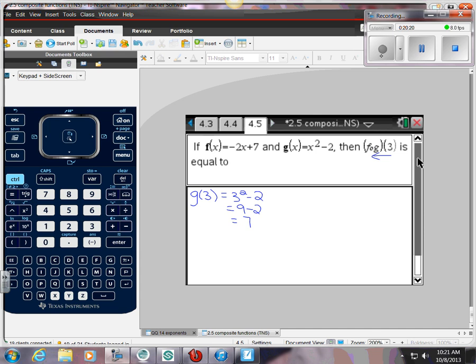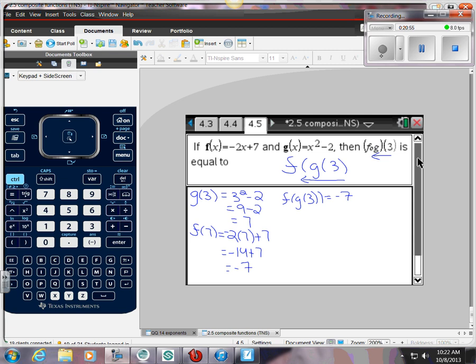What do I do with that 7? Plug it in for f. So f of 7. Negative 2 times 7 plus 7. Negative 14 plus 7 gives me negative 7. F of g of 3 equals negative 7. Again, you're moving right to left, okay? F of g of 3, right to left. What do you have to do first? G of 3. Once you get that, you plug it in for f.